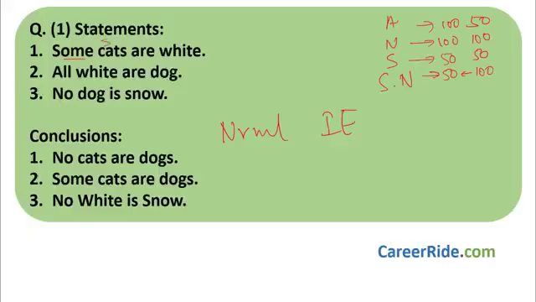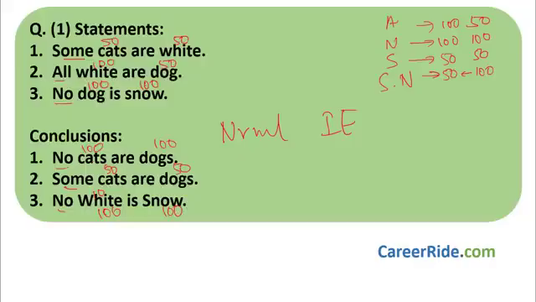Some: 50 to element 1, 50 to element 2. All: 100 to element 1, 50 to element 2. No: 100 to element 1, 100 to element 2. Conclusion, no: 100 to element 1, 100 to element 2. Some, 50 and 50. No, 100 and 100. 98% of the sum is done.